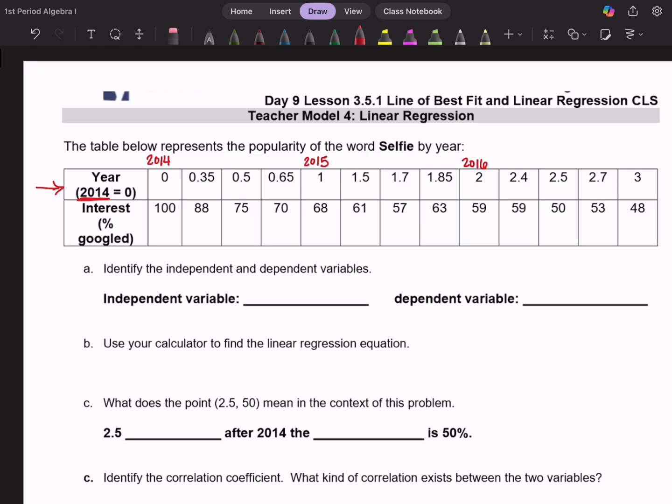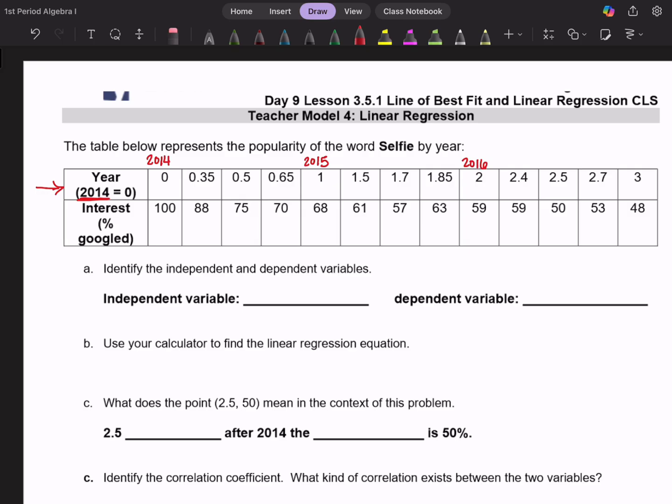The second row talks about interest. What was the popularity of the word selfie? How are they measuring it? They're measuring it by the percentage of searches that people made that contain the word selfie. So, for example, in 2014, there was 100% interest in the word selfie because it was 100% of searches, Google search.